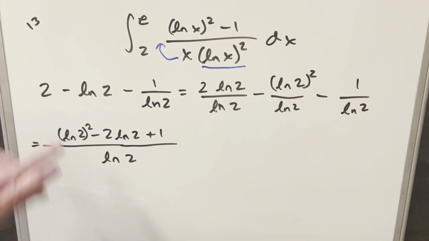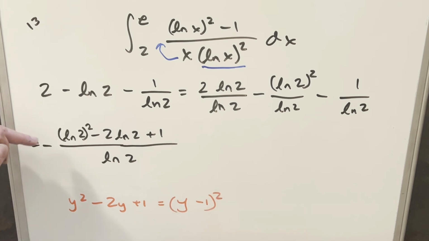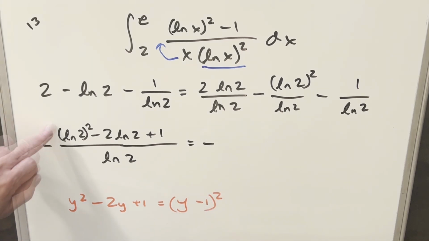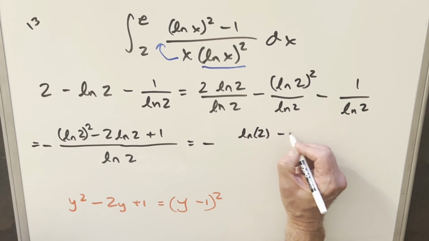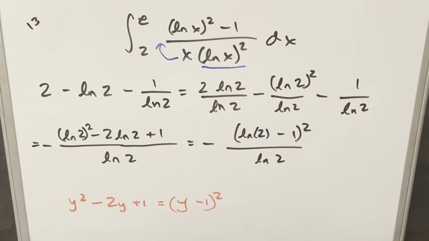But now we can just factor this numerator. If you look at this as y squared minus 2y plus 1, this is actually a perfect square. And you can write this as (y minus 1) squared, where of course the y is just natural log of 2. So we'll use this and rewrite again. So this is going to be a minus sign out front. Factoring the numerator, this is going to become (ln 2 minus 1) all squared over ln 2. And that's it.